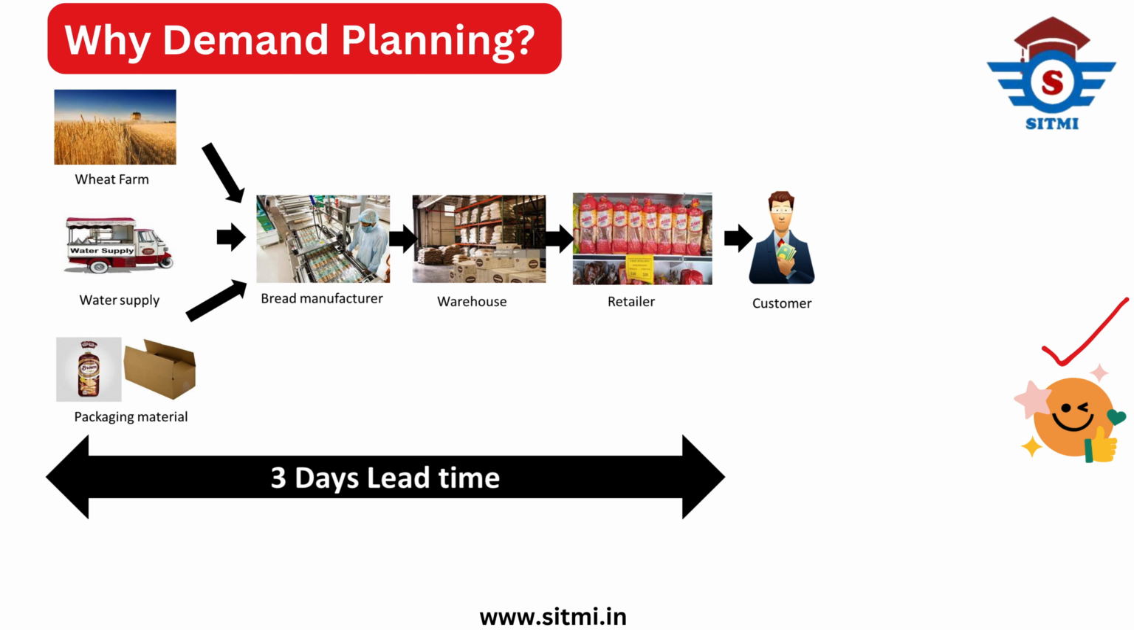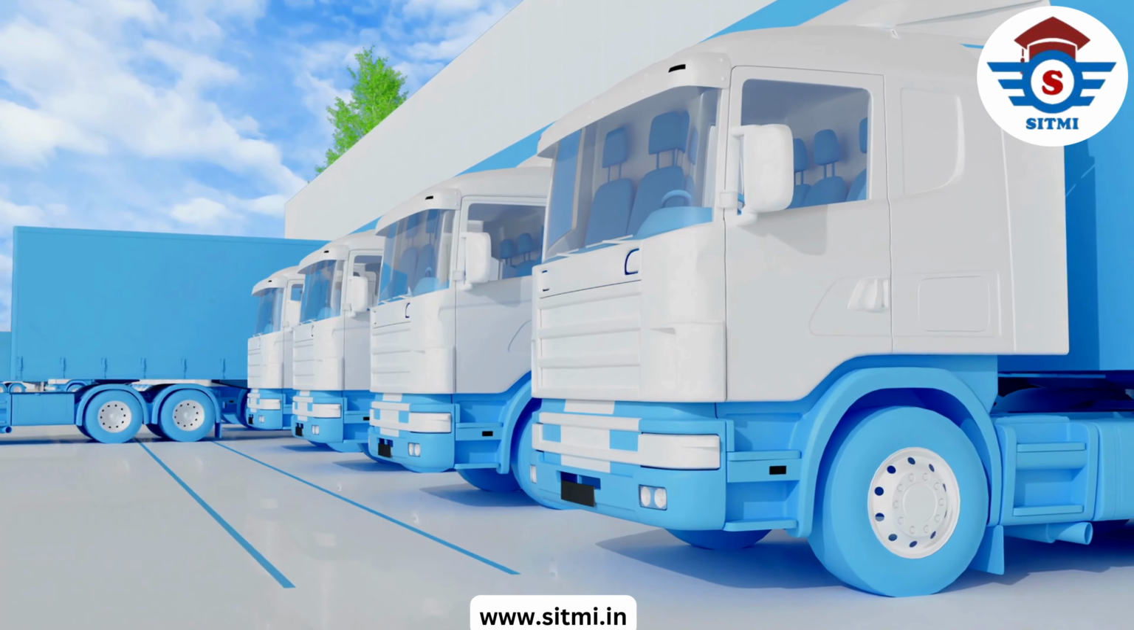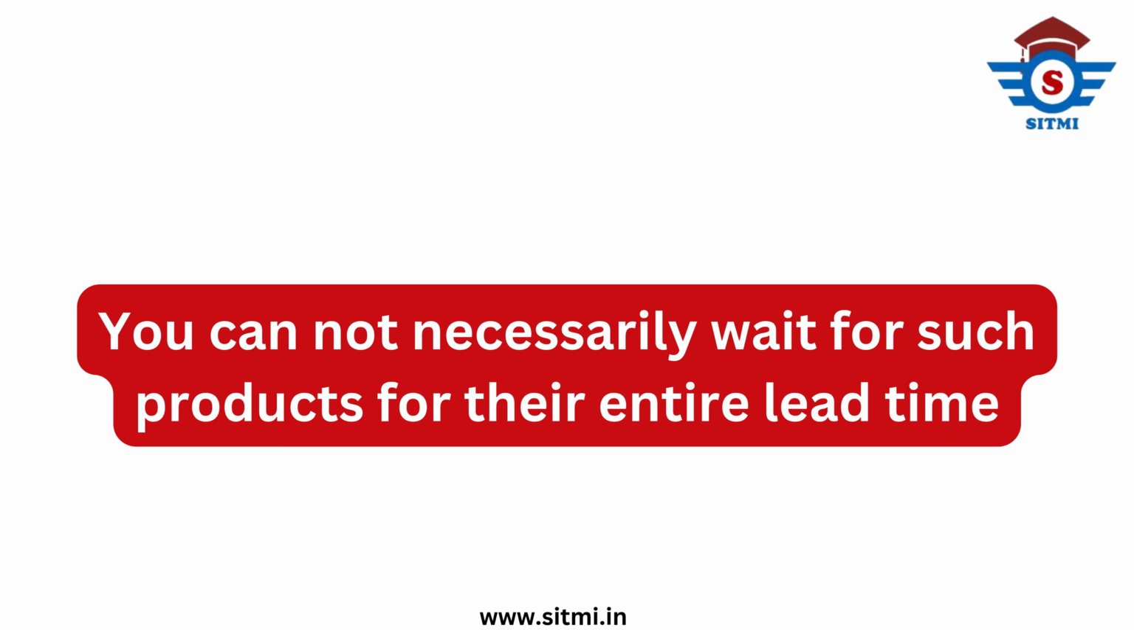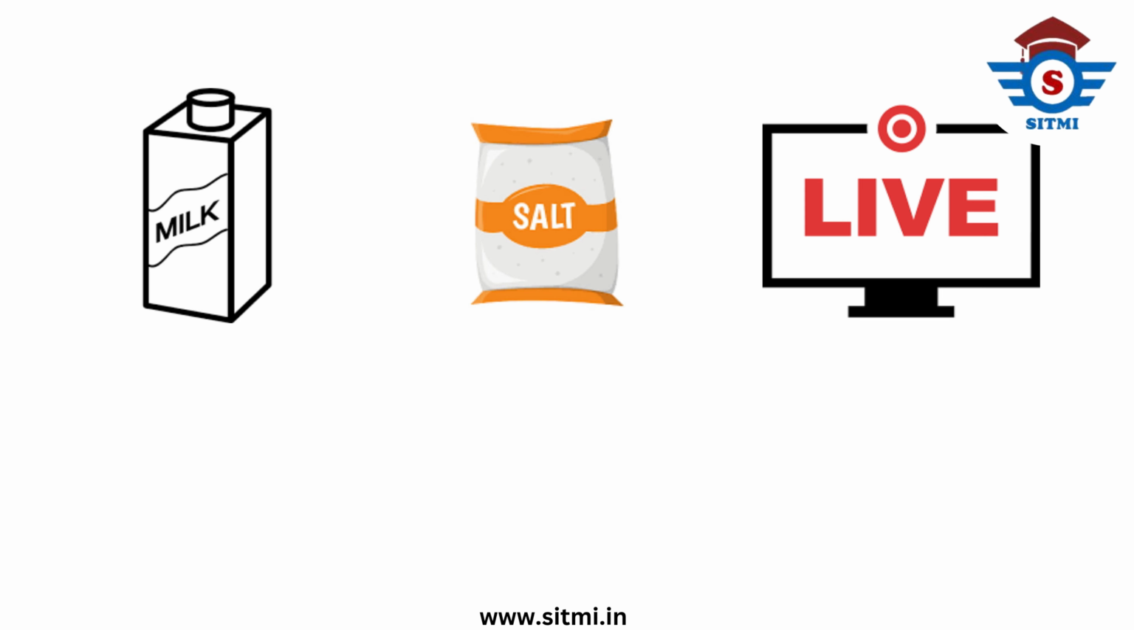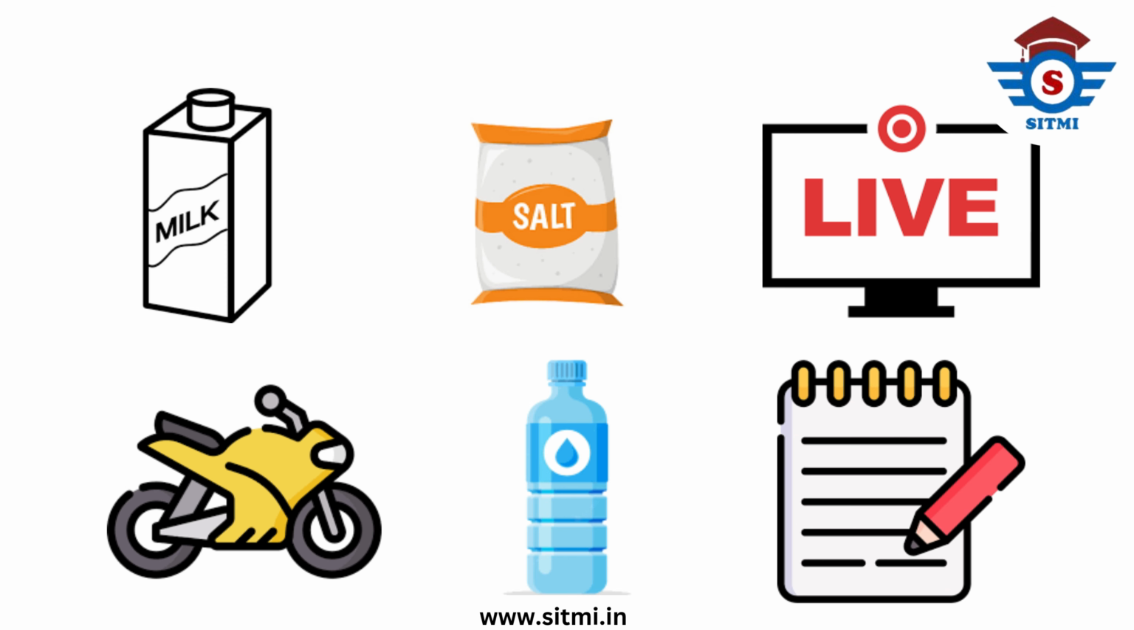As far as this example is concerned, we have considered a bread packet. Similarly, there are thousands of standard products in the market, and each product has a different lead time to come to a retail shop from their entire processing. But you cannot necessarily wait for each product for their entire lead time. For example, let's consider a packet of milk, a packet of salt, television, motorbike, a water bottle, a notebook, or even a pen. You cannot wait for 3 days or 6 days or even a week for these products to get in your possession. So the existence of these products in a retail store is a result of the shopkeeper's demand planning.